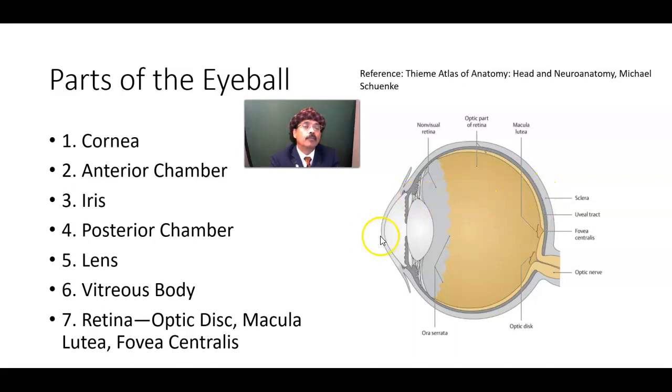Okay, by means of the ophthalmoscope we look at this part, the neural part of the retina, not the pigmented part. We look at the neural part of the retina. We also look for the fovea centralis that is present in the center of the macula lutea. We look for the optic disc.